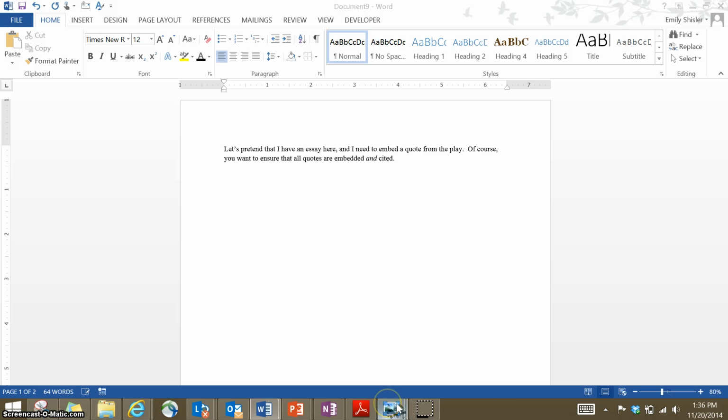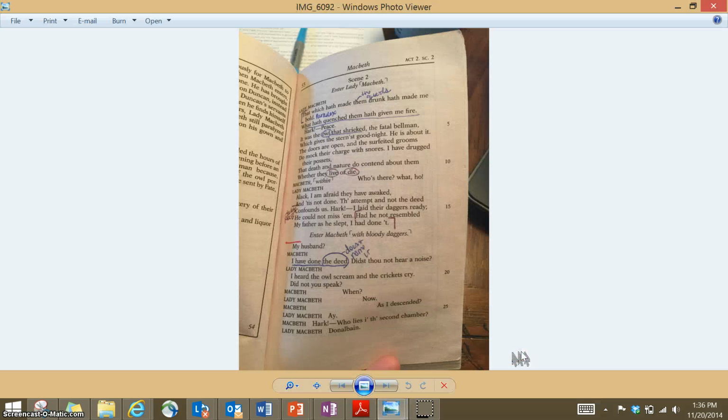Let's look at one page of the play. Act 2, Scene 2, Macbeth has just murdered King Duncan, and Lady Macbeth is reflecting on the guards and how Duncan resembled her father. I'm going to quote this section of text here, Lady Macbeth saying, "Had he not resembled my father as he slept, I had done it."